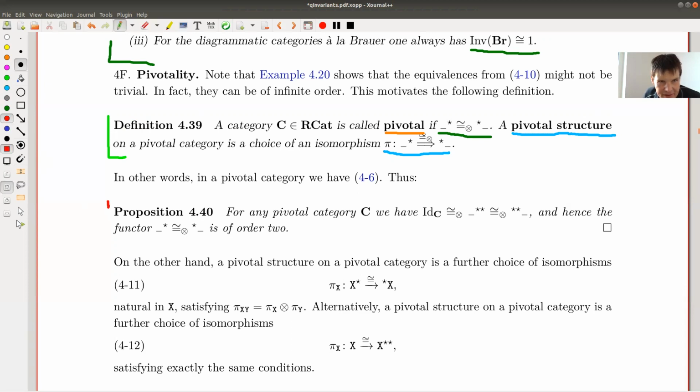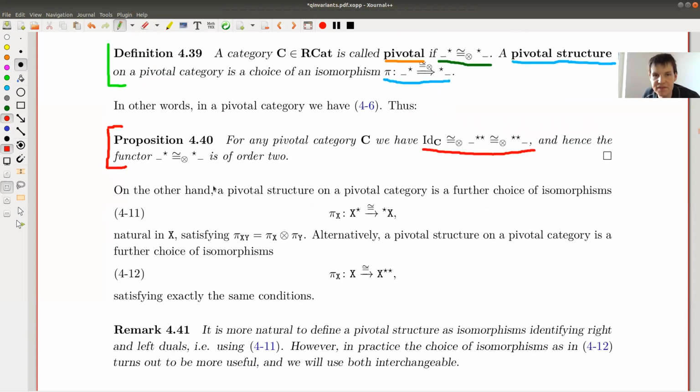And the thing is, this very easy proposition: in a pivotal structure, double duals are identities. In a pivotal category, double duals are identities, or even stronger, the double dual functors are identity functors, or isomorphic to identity functors. And of course, if the double dual functor is the identity, this definitely implies that it is isomorphic to the identity.